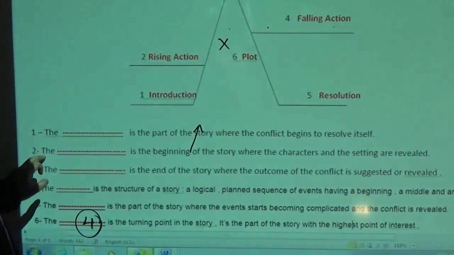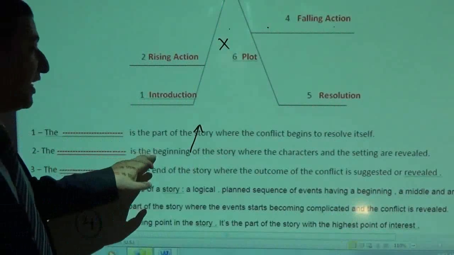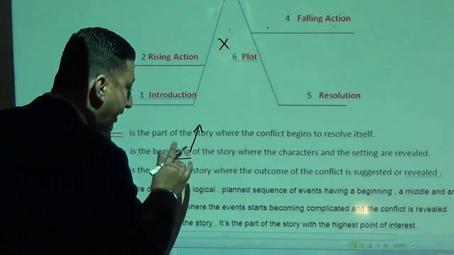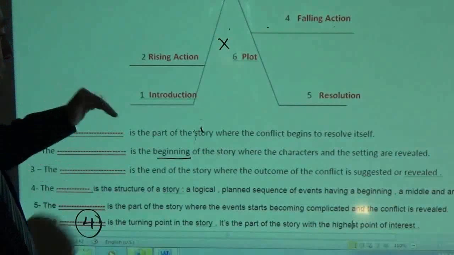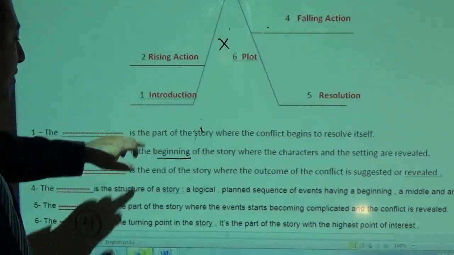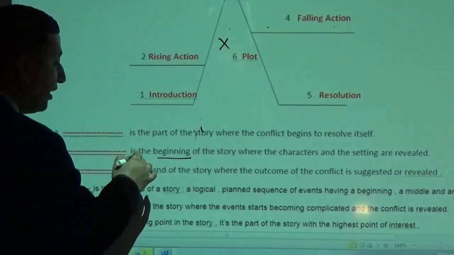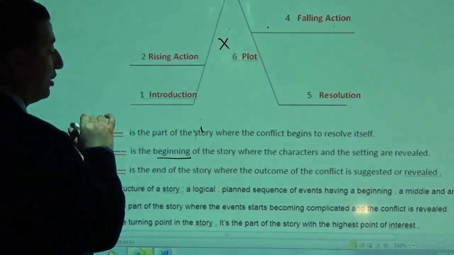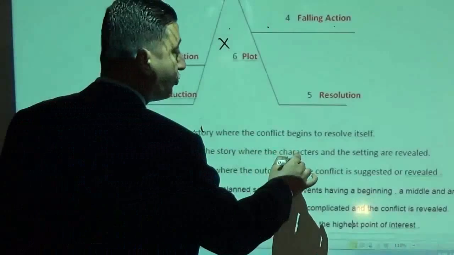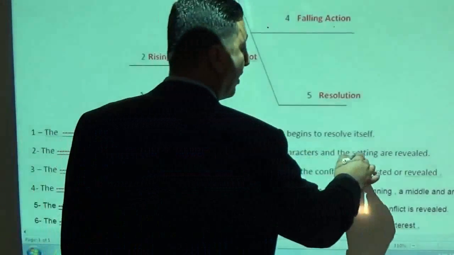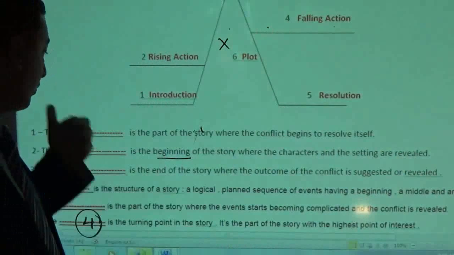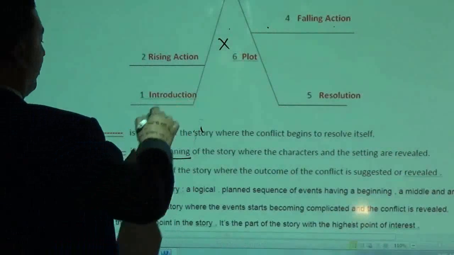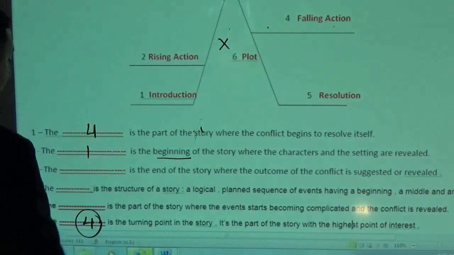Number two, the part at the beginning. When I speak about the beginning, it comes to my mind: introduction. Introduction means the beginning. When you find the word beginning, it means introduction. It comes at the start of the story where the characters and the setting are revealed. This is the introduction. Number two is introduction.